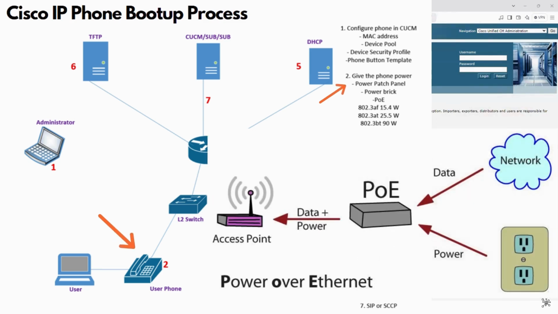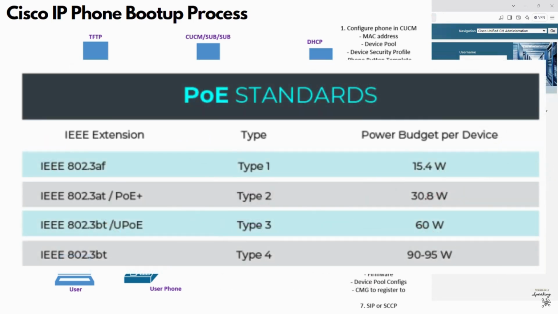Now, PoE, power over Ethernet, is just a technology that allows devices like IP phones, cameras, and wireless access points to receive power and data over a single Ethernet cable. This eliminates the need for separate power adapters so you can simplify installations and reduce costs. Now, PoE has standards that define how much power can be delivered to devices. Let's break down some of the key ones here that you should know.